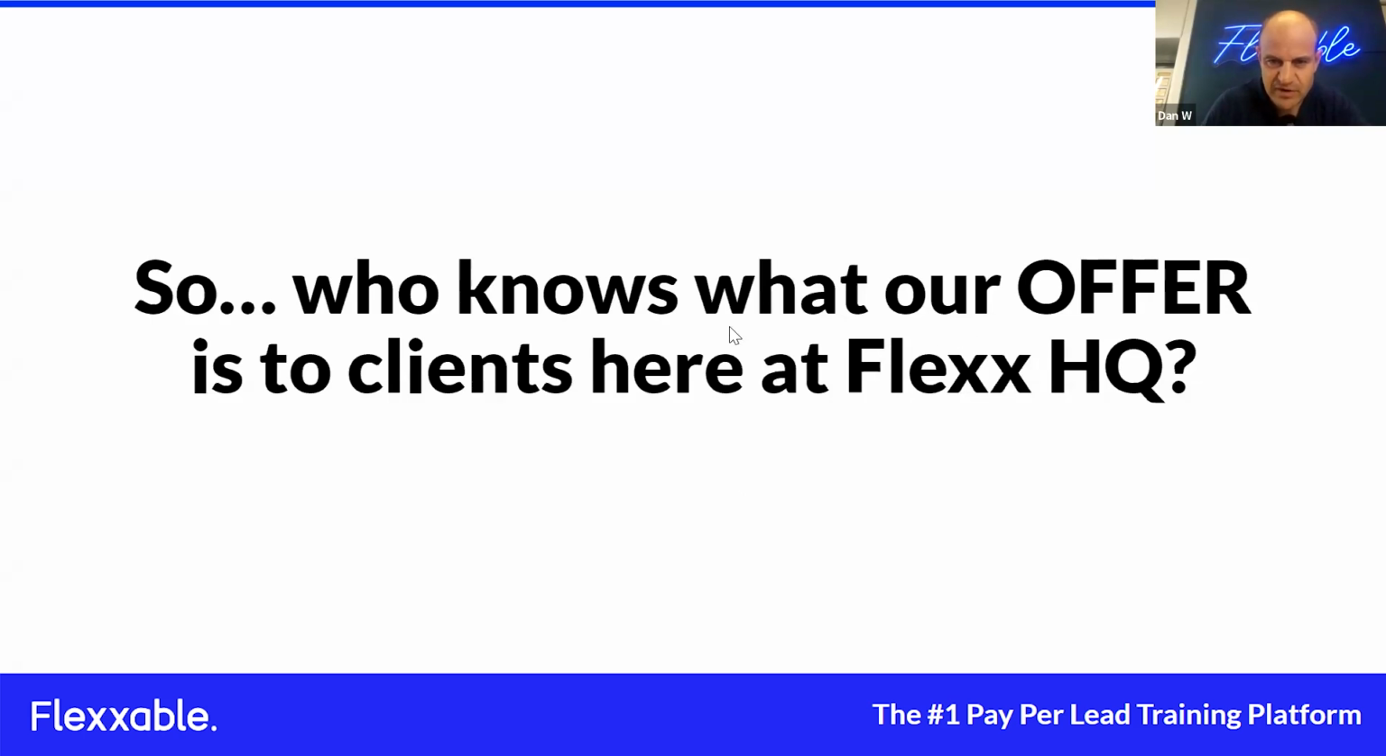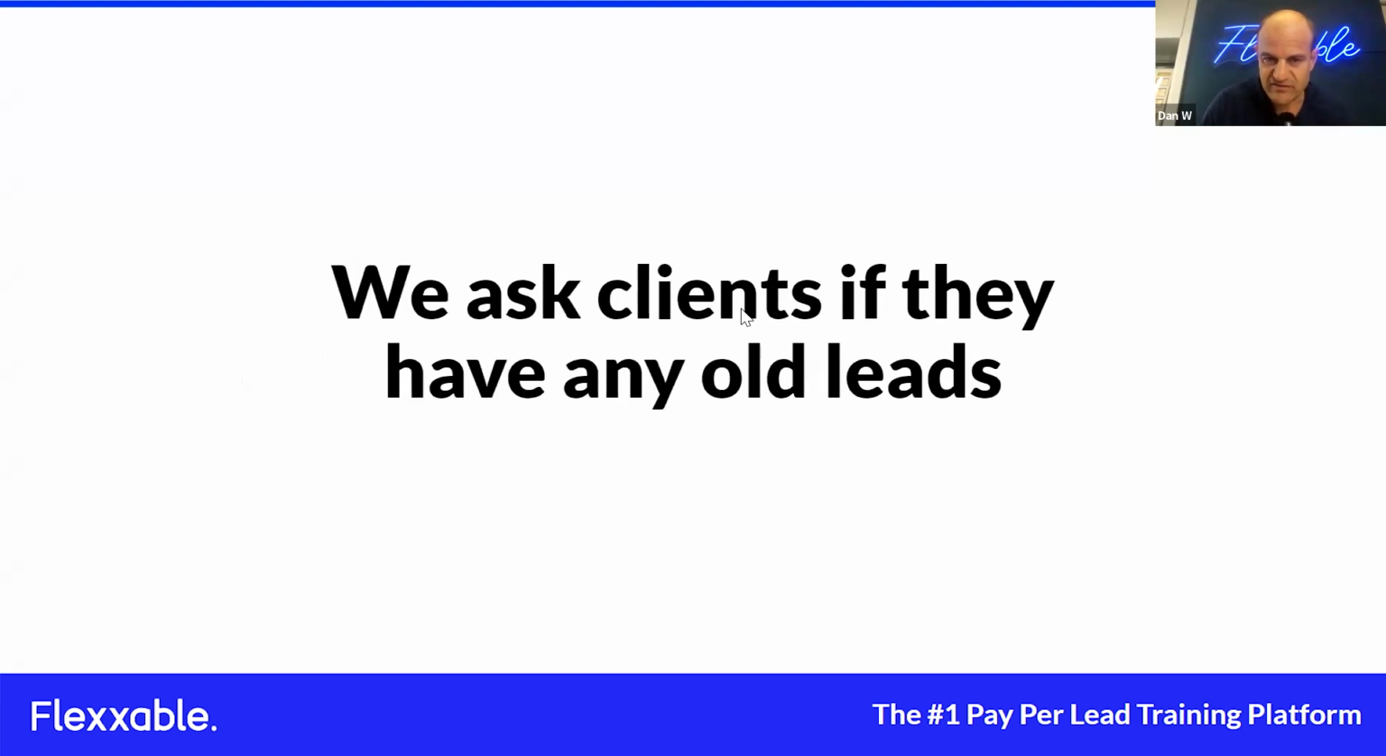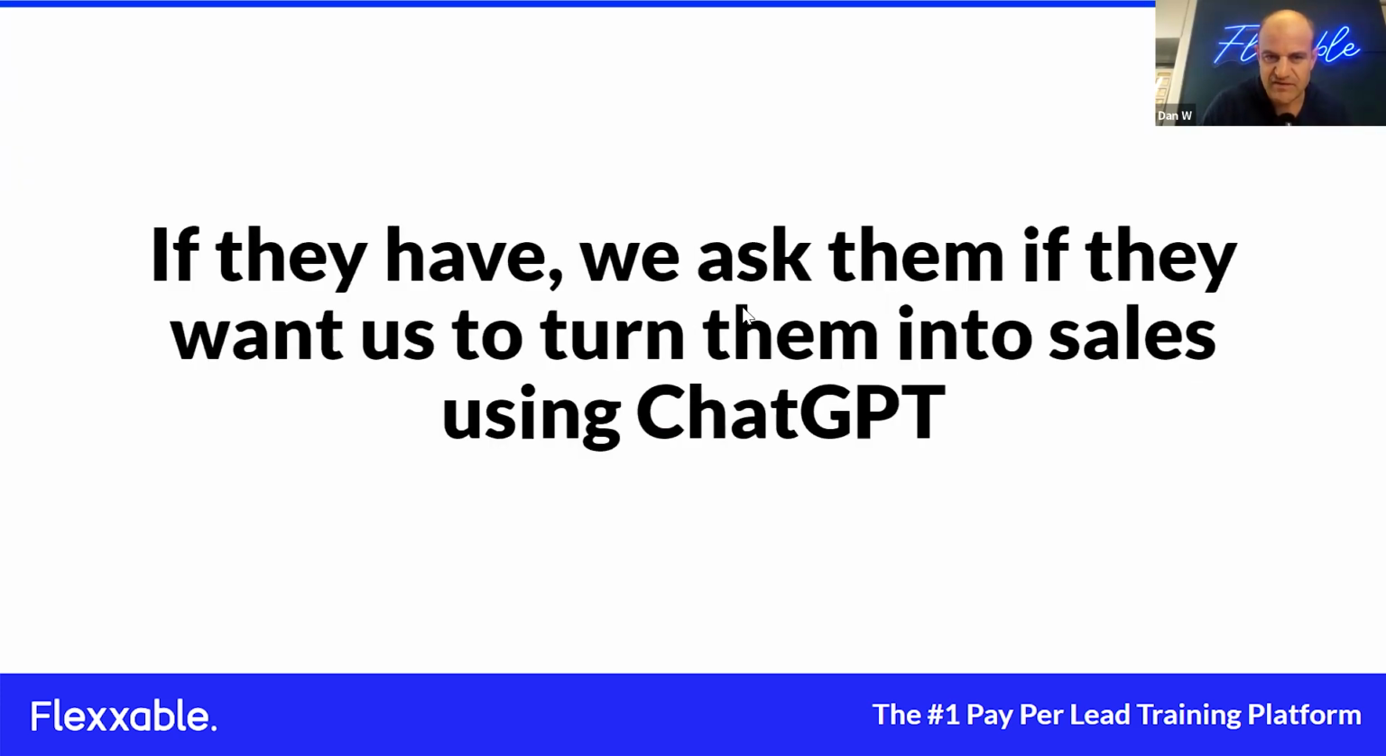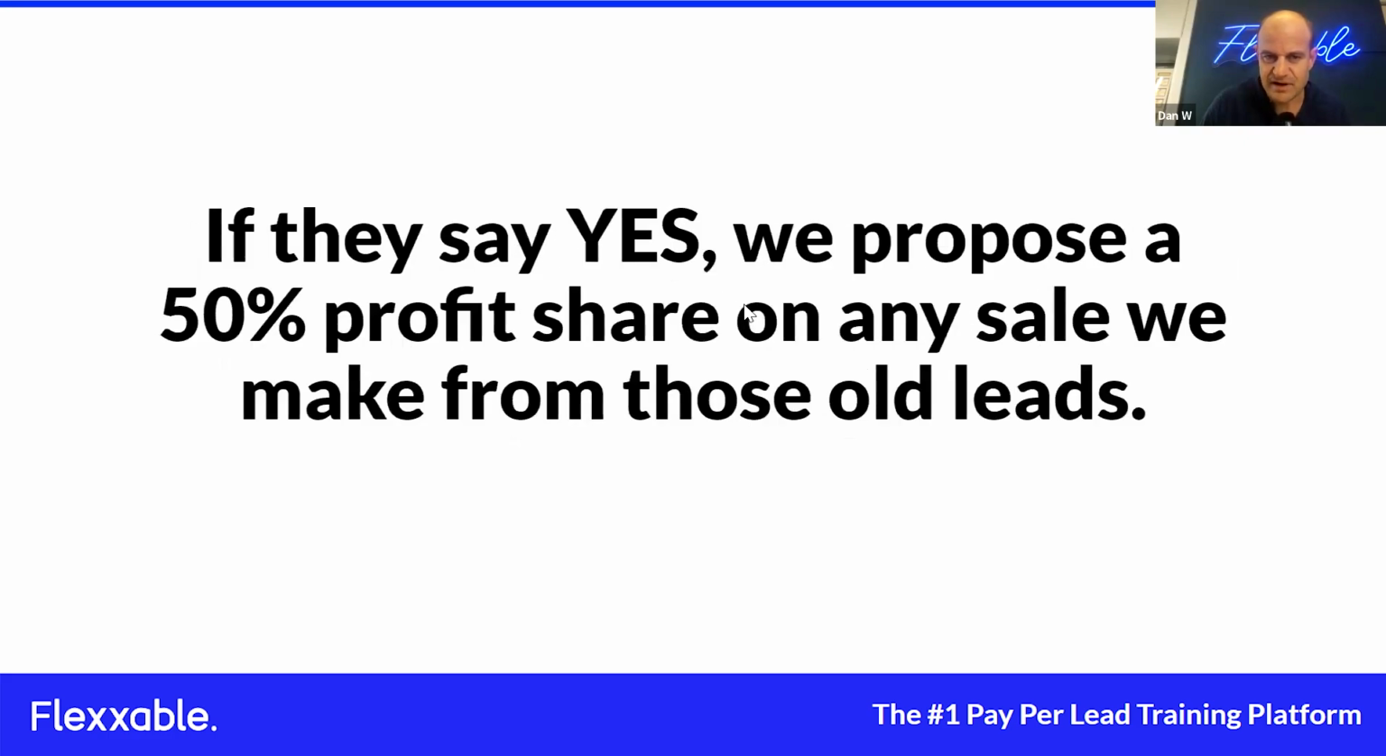All right, so let me just explain things in a simple way so you guys understand what our offer is. And when you understand what our offer is, you can understand why our outreach methods work so well, okay? So we ask clients if they have any old leads. If they have, we ask them if they want us to turn them into sales using AI and ChatGPT. And if they say yes, we propose an up to 50% profit share on any sale we make from those old leads.